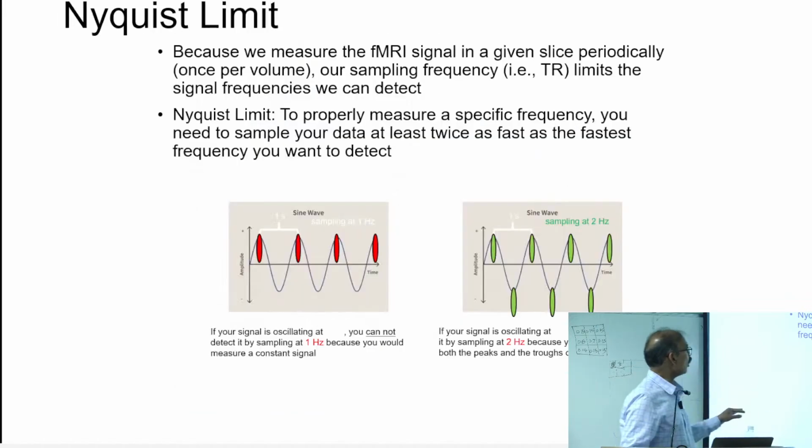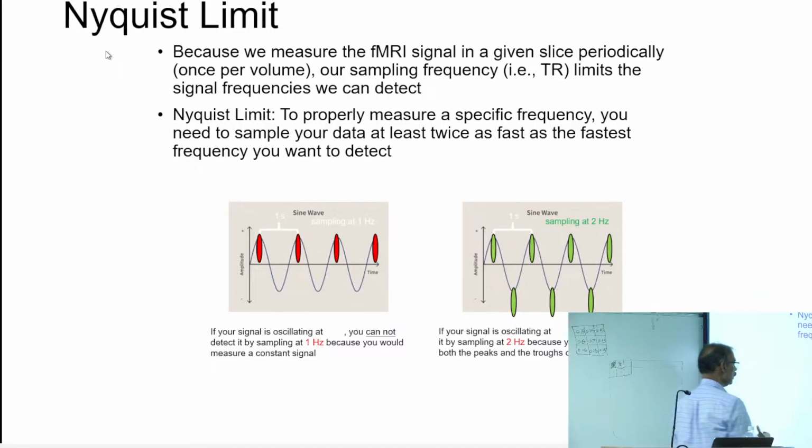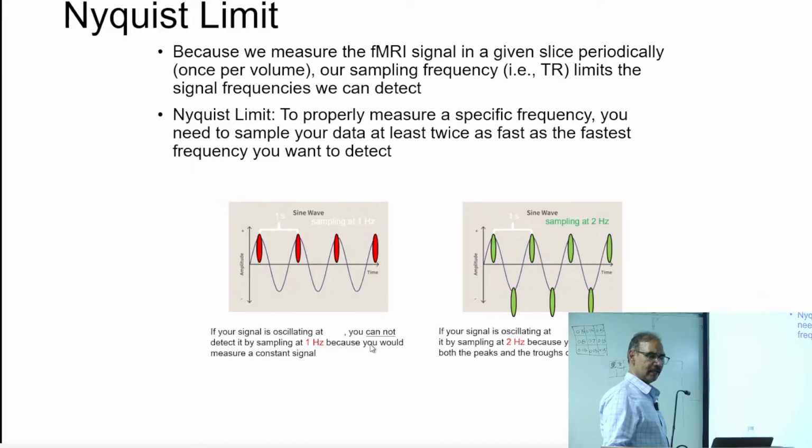Which brings us to the next topic, which is called the Nyquist limit. The Nyquist limit simply says that if you are trying to measure something which is occurring at 1 hertz, I'm going to upload all the PowerPoint later today, I will upload the PDFs, but please don't circulate them.